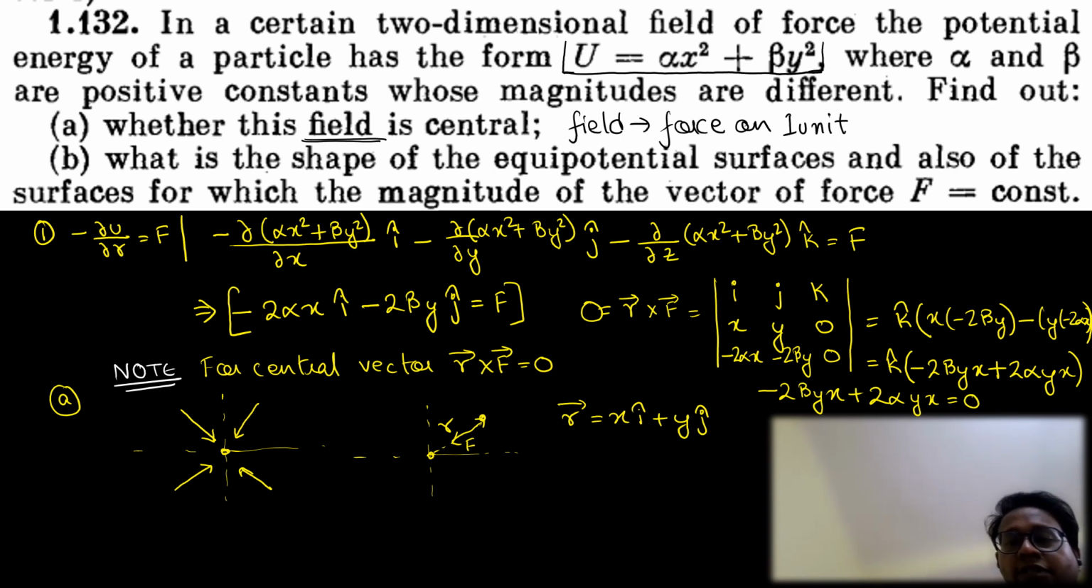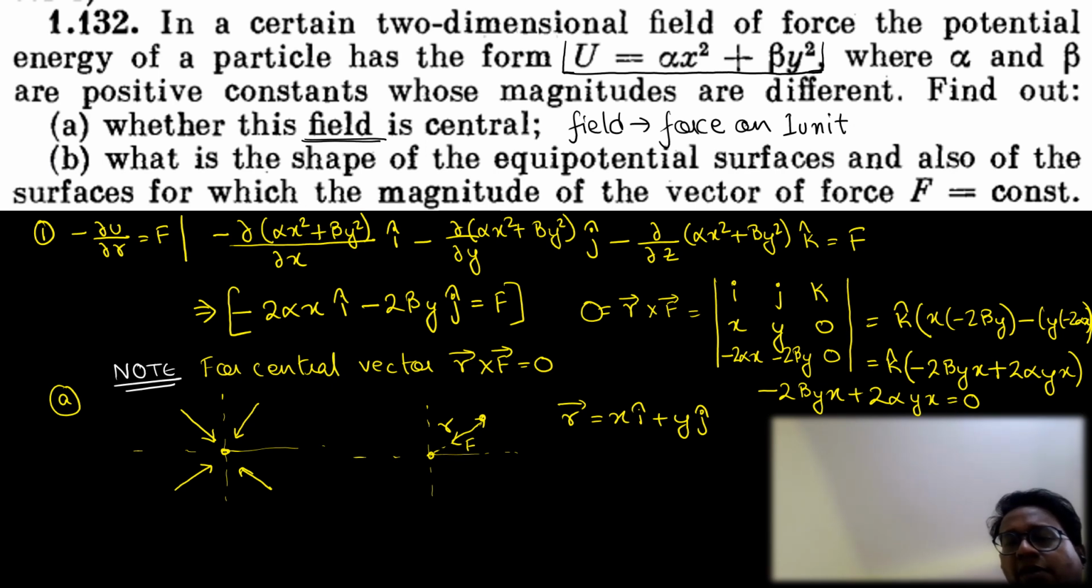Let's check if this happens or not. So we need to learn the relation between beta and alpha. Is there any relation between alpha and beta given other than a and b being positive constants? So I cannot say b is equal to a out here. So if b is not equal to a, this may or may not be equal to 0.